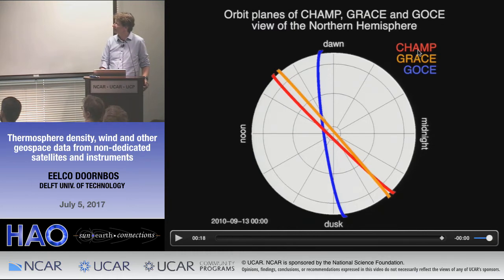But you can see that CHAMP and GOCE, and the same is true for SWARM, they have precessing orbits. So they go through all local times, and if you're looking at a certain event, or you want to collect a certain amount of data, you always have to be aware that it's going through different local times.